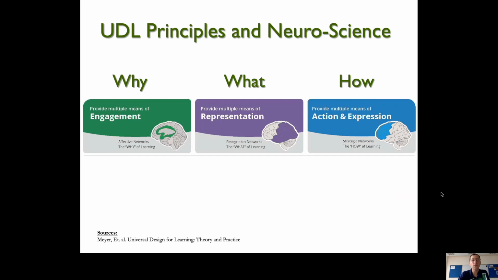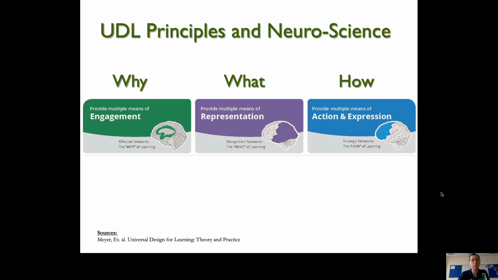We want to know what the why is. And so if we know what the why is for learning, we can get more engagement. And so the first principle of universal design for learning is to provide students with multiple means of engagement, trying to get them excited and interested and challenged in different ways. The second is the what of learning.